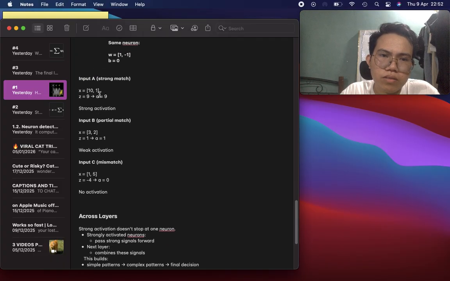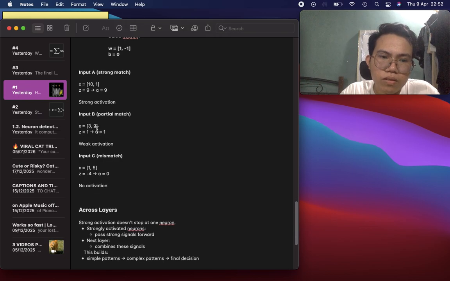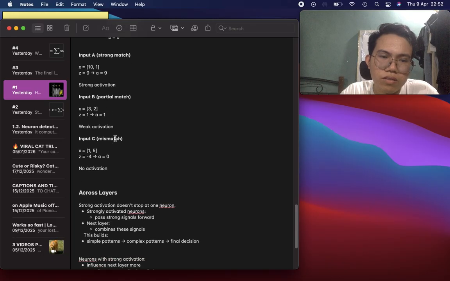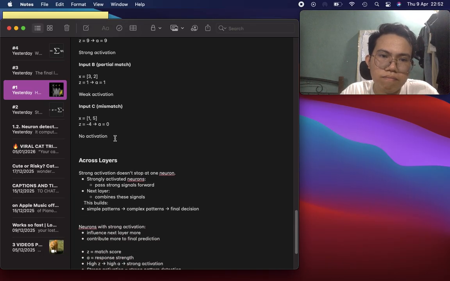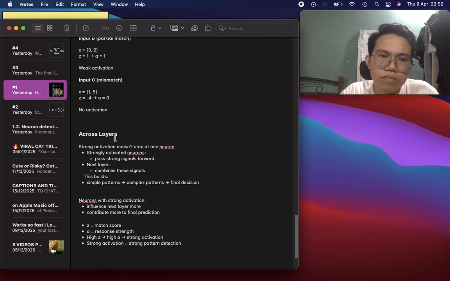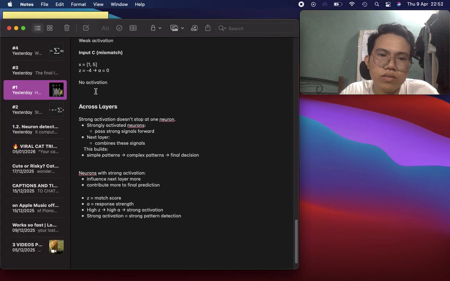It's a partial match because the neuron expects this one to be high and this one to be low, but they are nearly the same values. That's why the z-score activation is 1. And the input C is a mismatch. Let's say we have low and high, but we expect high and low in the activation.